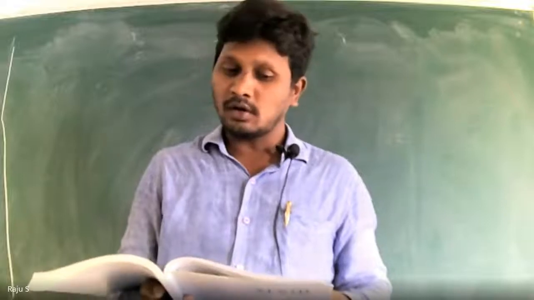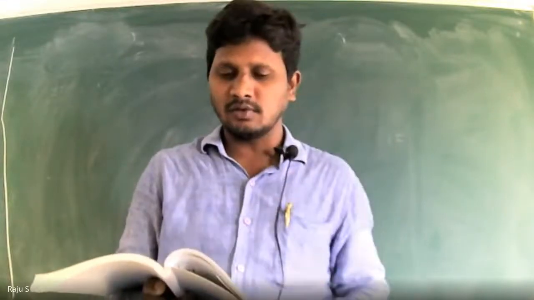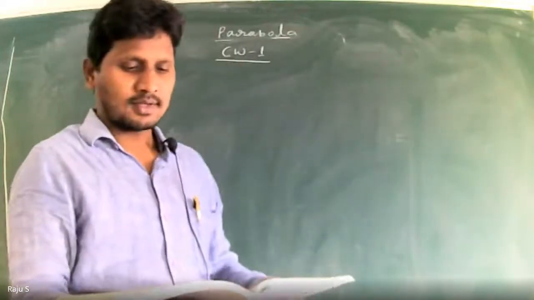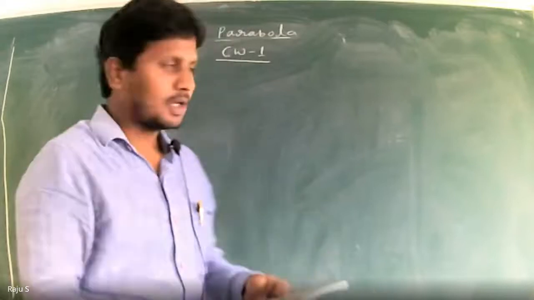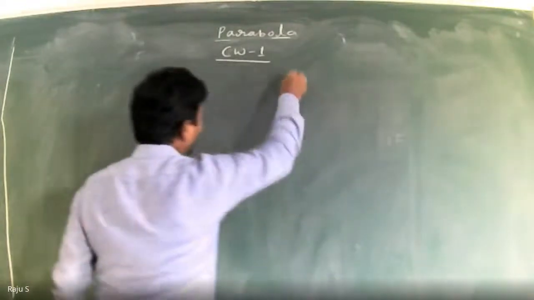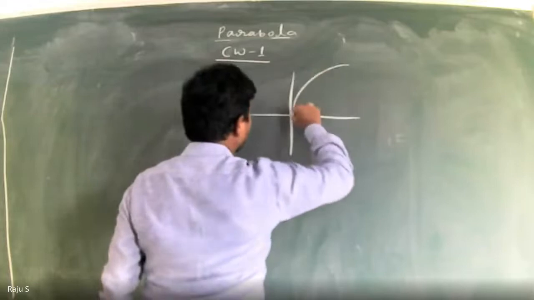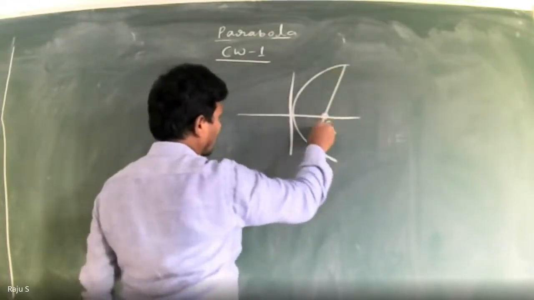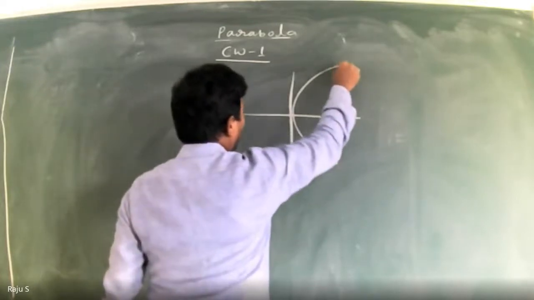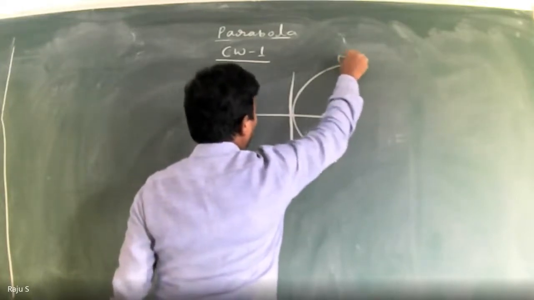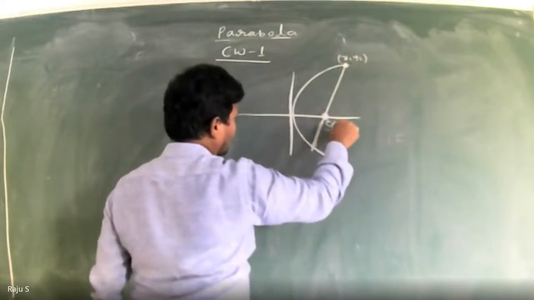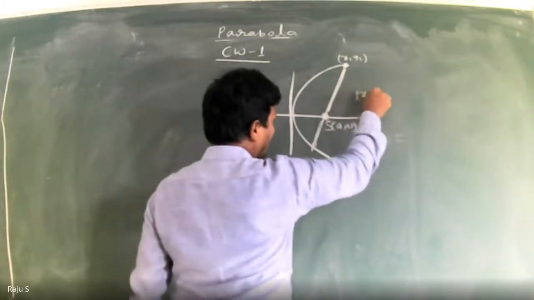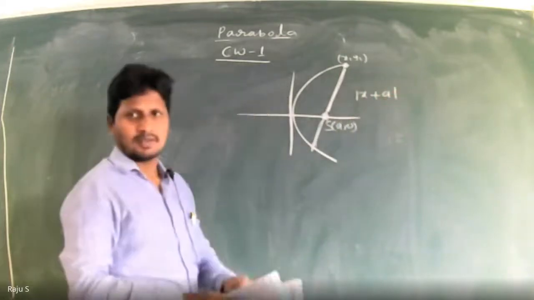Axis, focal chord, the chord which is passing through the focus, focal distance, and double ordinate. This is the first concept. The chord which is passing through the focus is called the focal chord. If they give any point x1, y1, then the focus is a comma 0. This is the focal distance. Focal distance is given by modulus of x plus a.